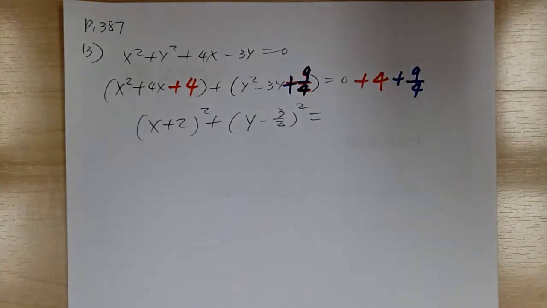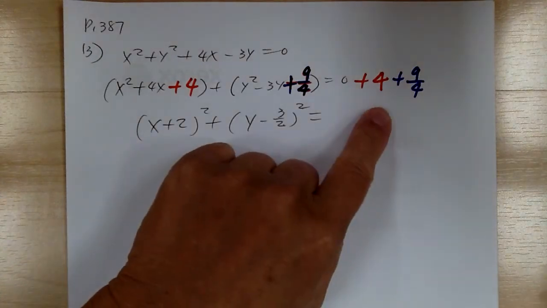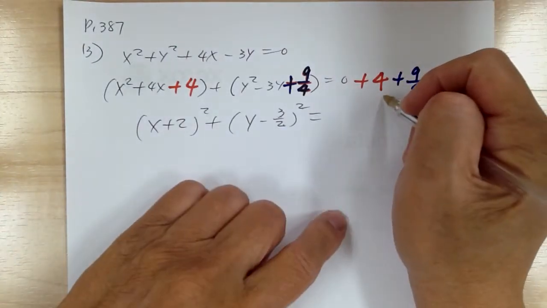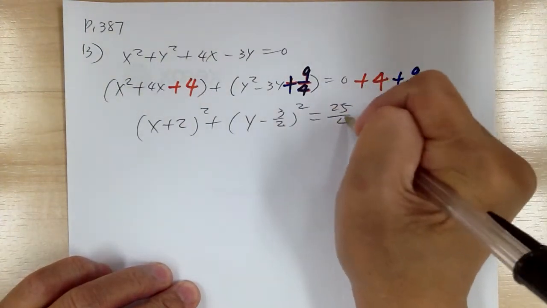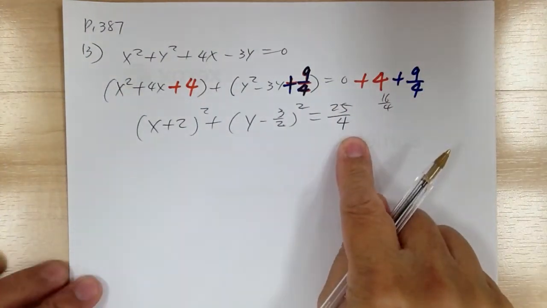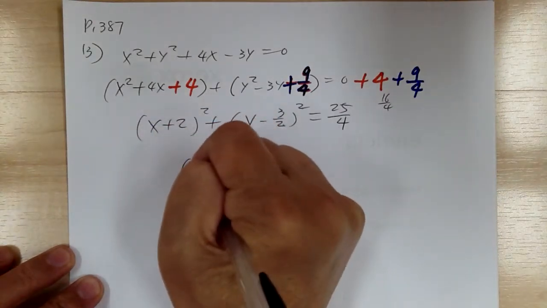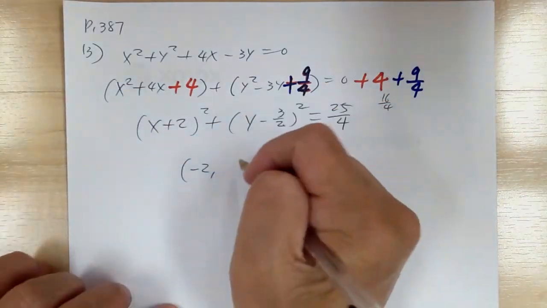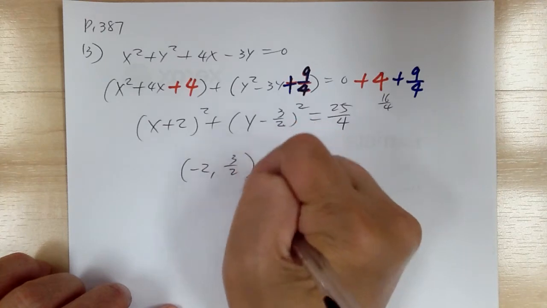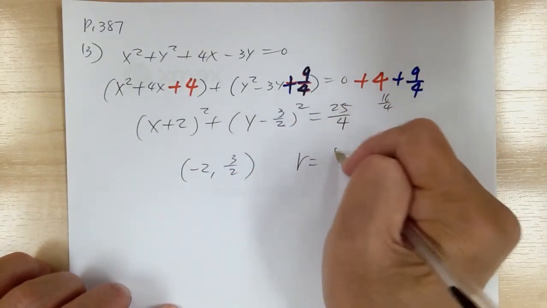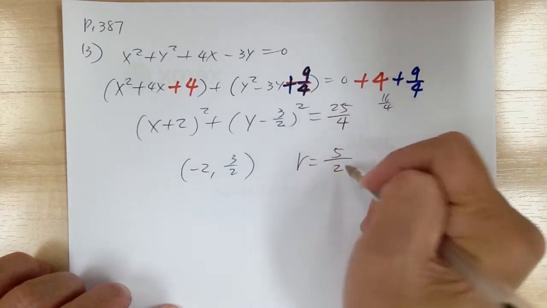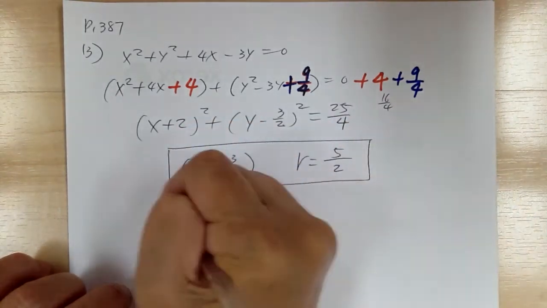Now you have to add this together. So this is equal to 16 over 4, and you're going to get 25 over 4. So the center is going to be negative 2, comma 3 over 2. And your radius is going to be the square root of that. Square root of 25 is 5, square root of 4 is 2. And that's it.